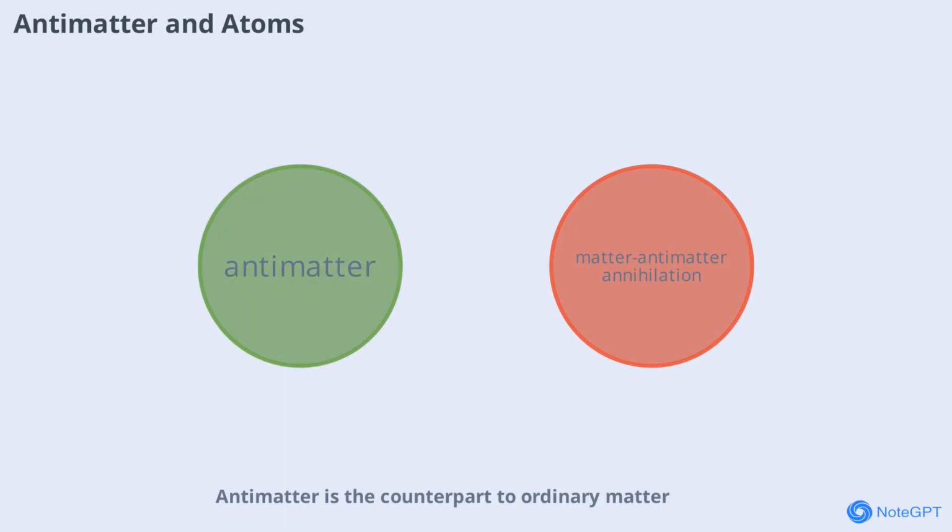Antimatter is the counterpart to ordinary matter with particles that have opposite charges. When matter and antimatter meet, they annihilate each other, releasing energy. Studying antimatter helps scientists understand the origins of the universe and why there is more matter than antimatter in existence today.